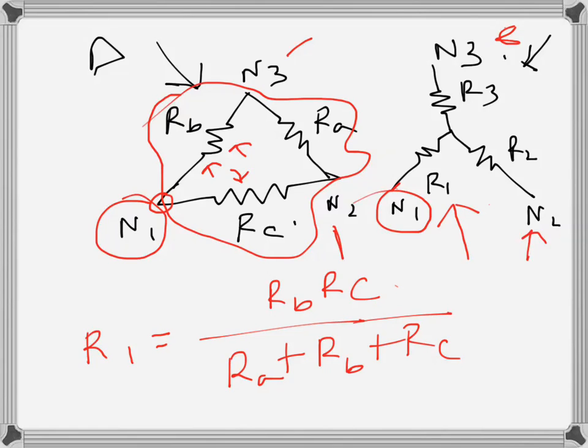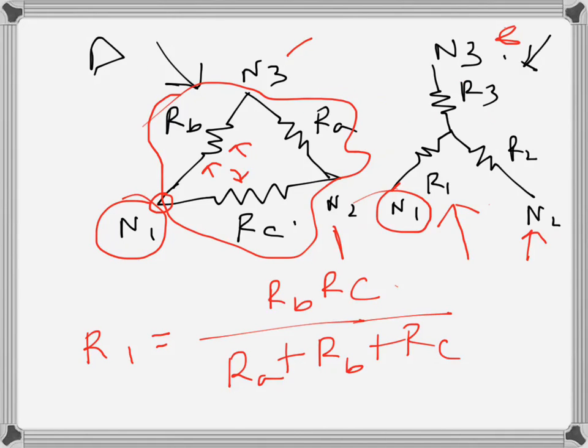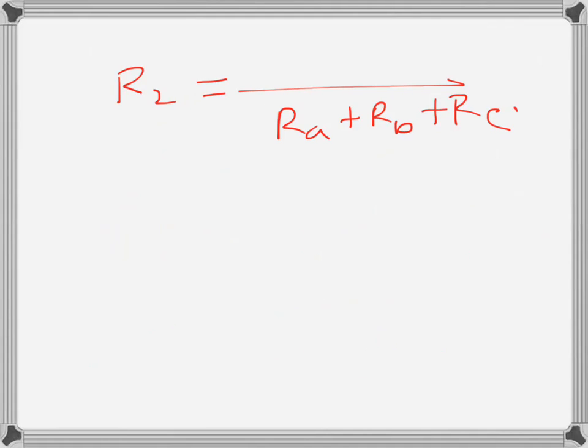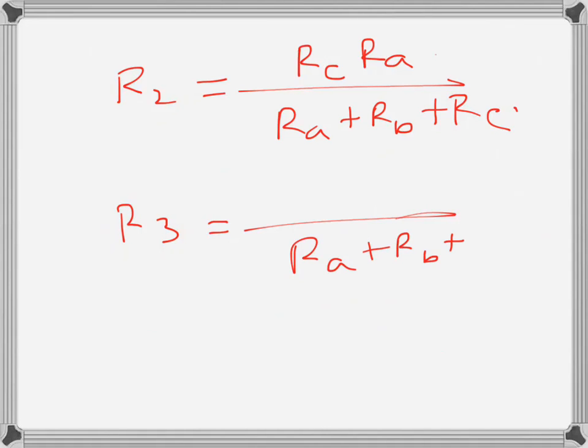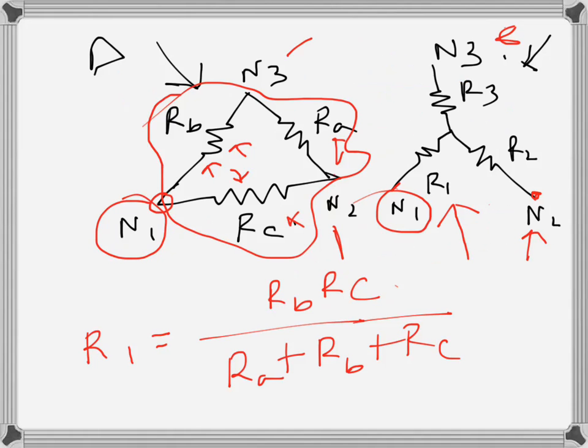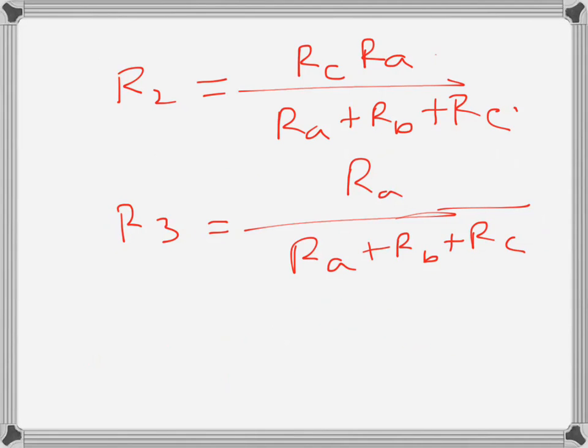Similarly, for R2, again the denominator will be the same, RA plus RB plus RC, and on the numerator, since this is R2, that is N2, we will have RC times RA. So that will be RC times RA, and R3 will be like that, and here we will have RA times RB because N3 and N3 here. So RA times RB.